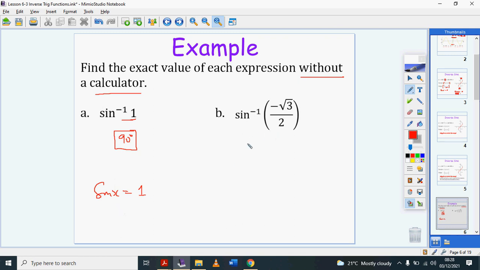This is asking you what angle has a sine ratio of negative root 3 over 2. I know you know that root 3 over 2 is the angle 60 degrees, but since it's negative, this will also be negative. So you can break this down like this, because if you're figuring out what x is, then you can say the sine of x will equal root 3 over 2, and then you're trying to find that angle x, which is 60 degrees.